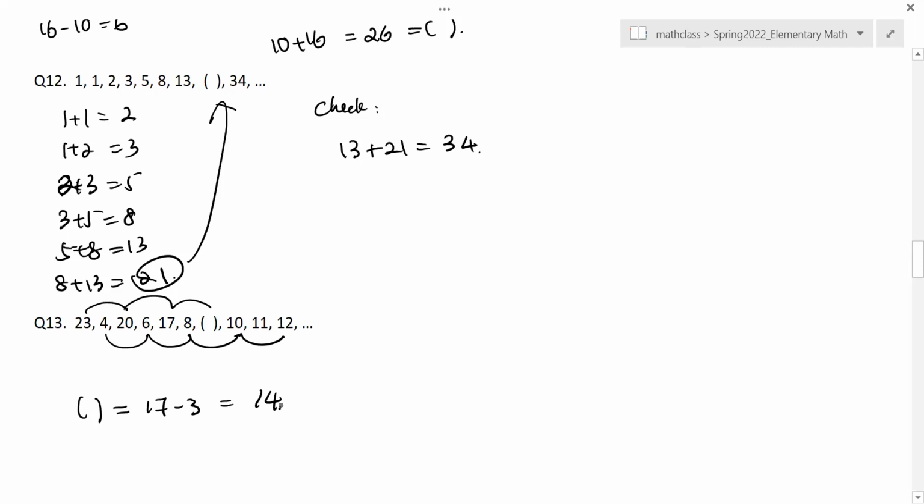Got it? So here are two sequences alternately merged into one sequence. If you notice that, then you can solve the problem quickly.